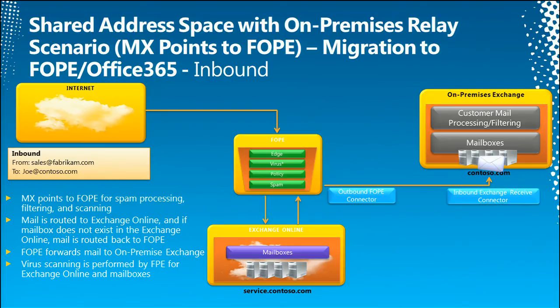Yeah, so the question is, can FOPI do that AD lookup and decide where that mailbox is, so I can skip routing it to Exchange Online, and let the first place that gets the mail decide where it should go or not? And the answer is no, not yet. We don't have the ability to do that today.